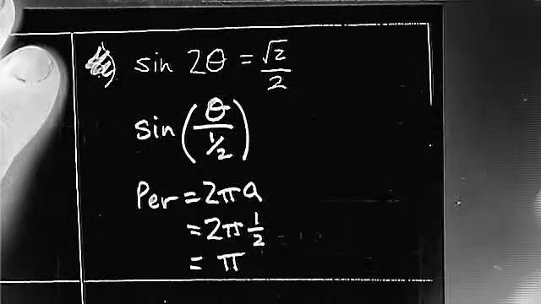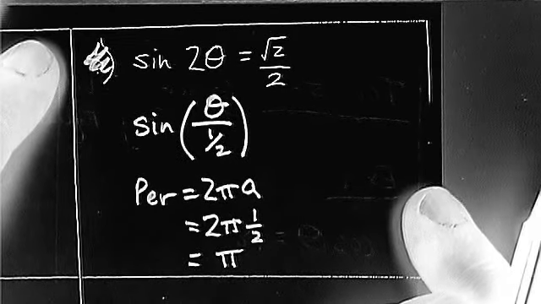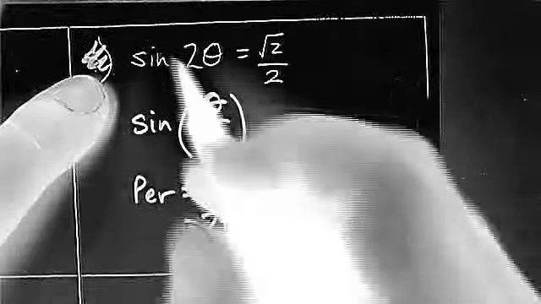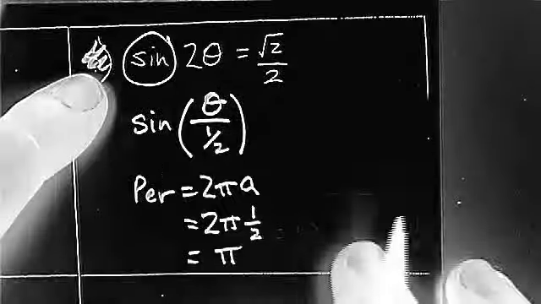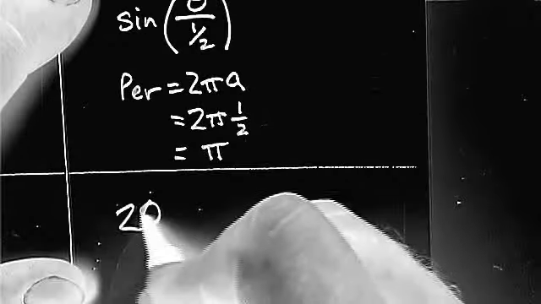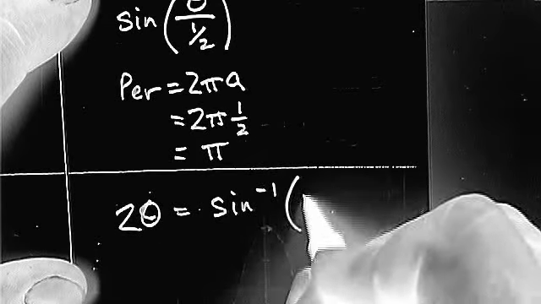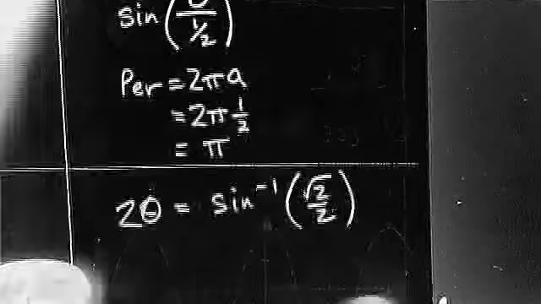Now, there are a couple solutions for this one, but this is probably one I don't even need a calculator for, right? Because how do you get rid of sine? You do the sine inverse. So 2 theta is equal to sine inverse of radical 2 over 2.